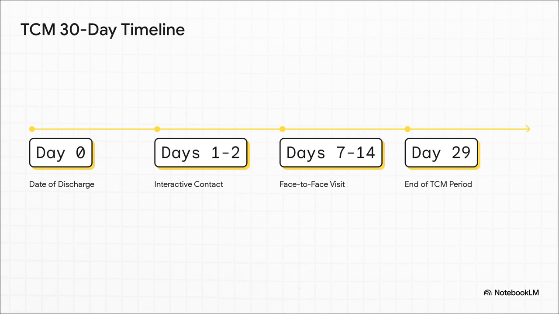Within this window, there are tight deadlines you simply have to hit. Within 2 business days, you need that initial interactive contact. Then, depending on how sick the patient is, your face-to-face visit has to happen between day 7 and day 14. If you miss these timing windows, well, you simply cannot report a TCM code, period.